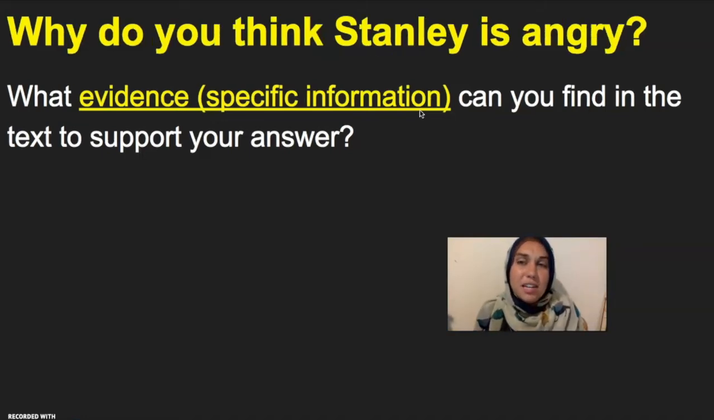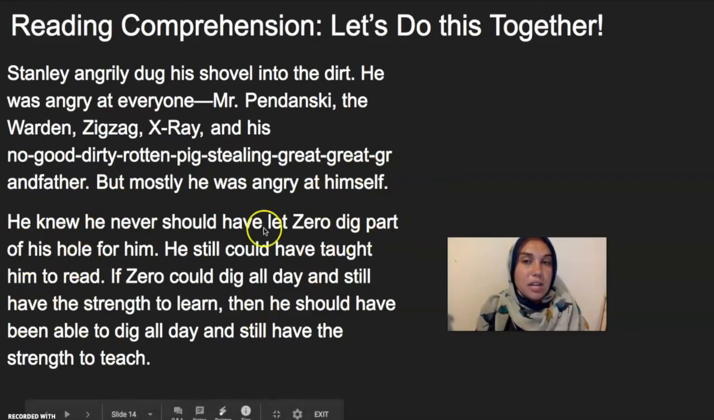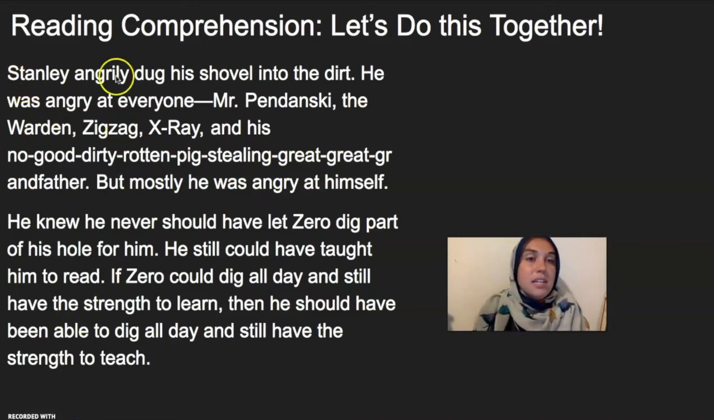Why do you think Stanley is angry? Why is this boy so angry? Okay, of course, we need to go back into our paragraph to look and understand why Stanley is angry. So let's go back. Okay, well, this second part of the paragraph is mostly about Stanley digging his hole. But let's try in the first part of the paragraph, okay? Stanley angrily dug his shovel into the dirt. He was angry at everyone, Mr. Pendanski, the warden, Zigzag, blah, blah, blah, but mostly he was angry at himself, okay?